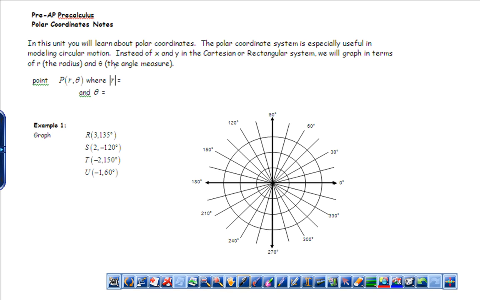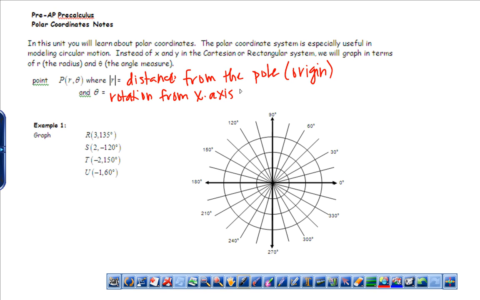Your r is going to be absolute value, and this is going to be the distance from the pole. And your pole is going to be your origin. I guess I could put that in. Okay, your theta is going to be the rotation from your x-axis. And I would say this is your initial side, so it's always going to be your 0. Okay, so when we plot these, you're always going to plot your angle first.